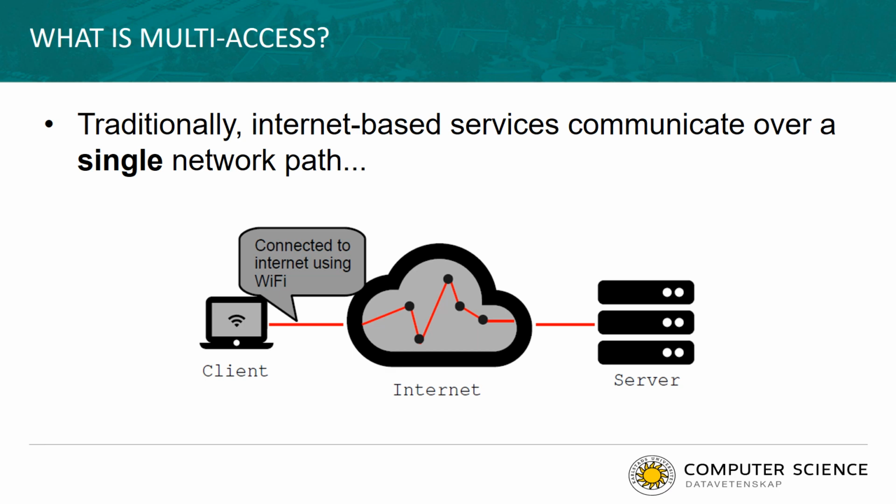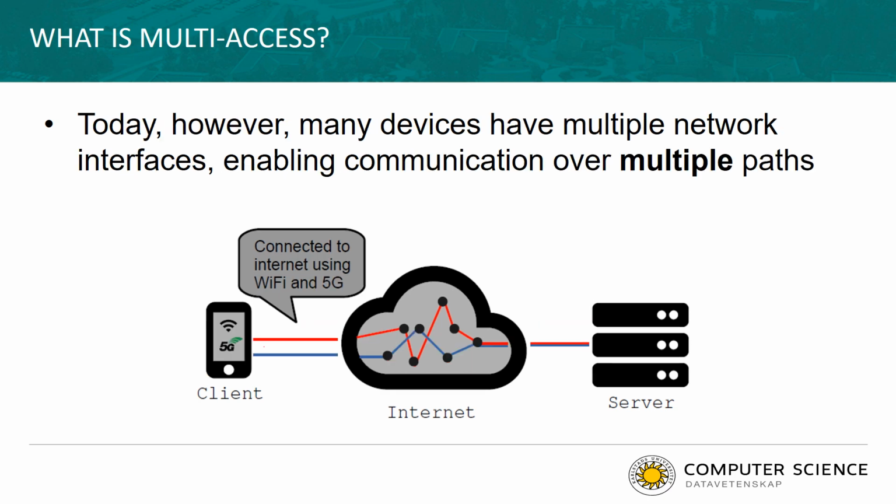So traditionally, internet-based services communicate over a single network path. So in the example in the slide, we, for instance, have a client connected to the internet using a Wi-Fi connection, communicating over a single path to the server. And this is a normal setup that we may be used to.